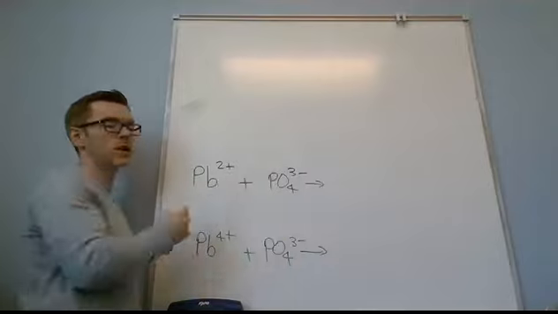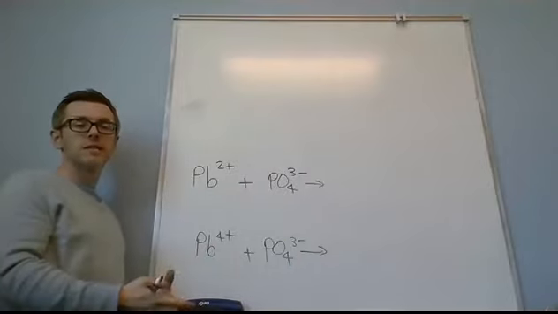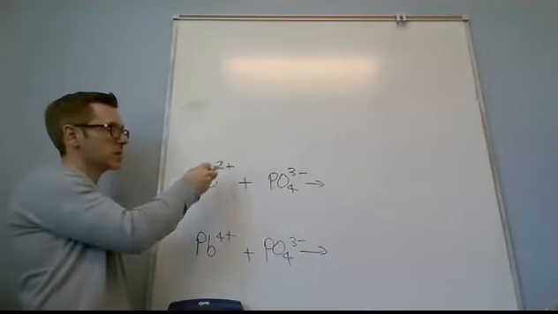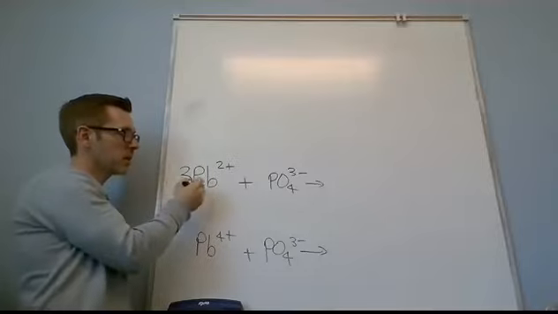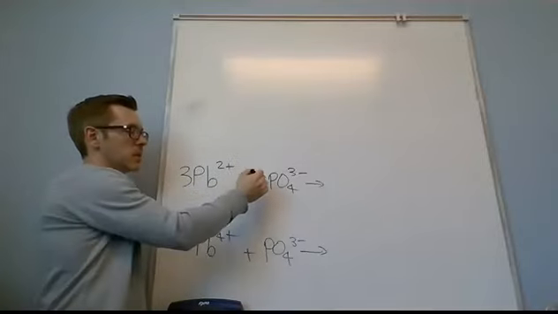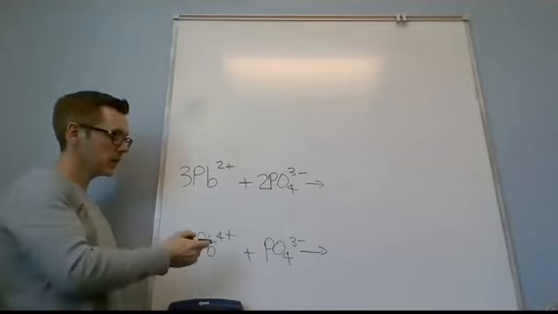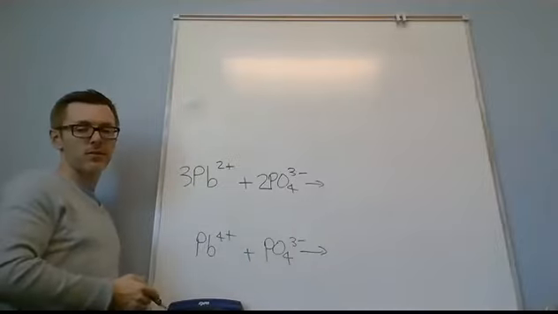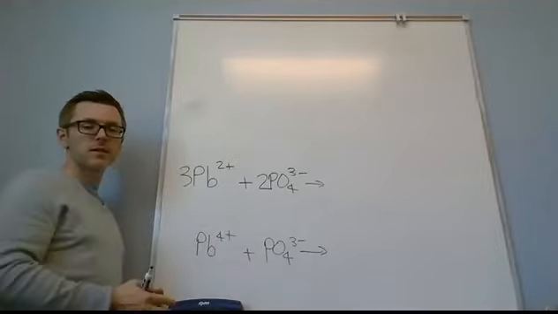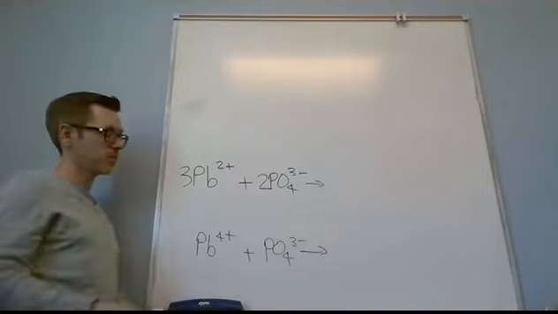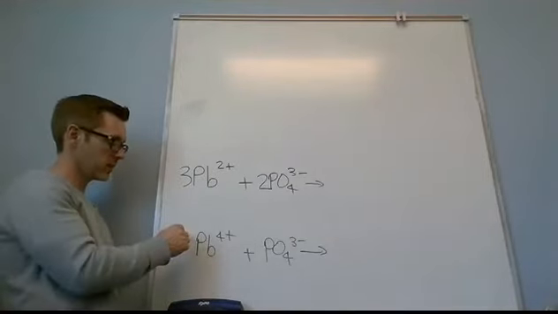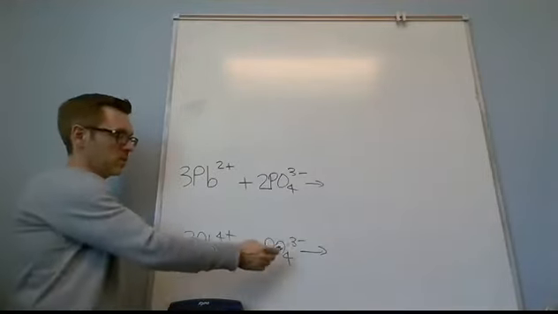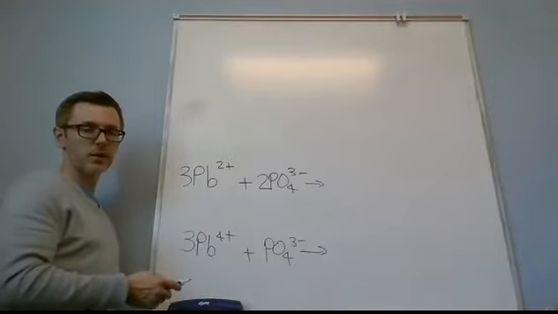So here we have a 2 and a 3. That's going to factor into 6. To make 2 go to 6, you multiply it by 3. To make 3 go to 6, you multiply by 2. Here I have a 4 and a 3. 4 and a 3 is going to factor into 12. To make 4 go to 12, you multiply it by 3. To make 3 go to 12, you multiply it by 4.